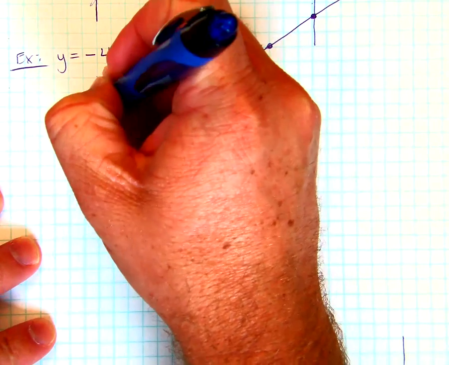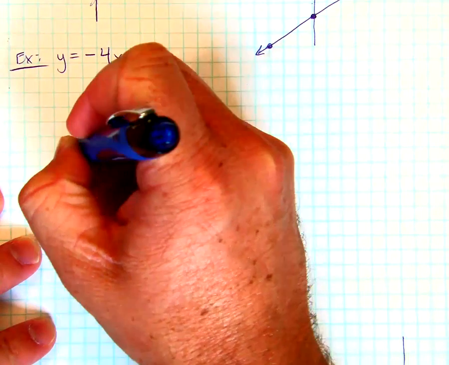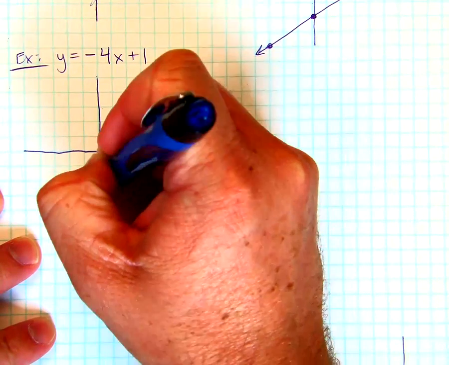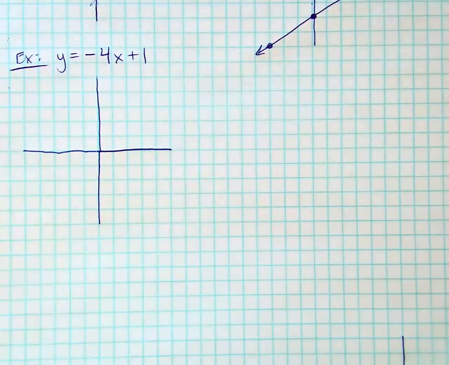So I'm going to go 1, 2, 3, 4, 5. 5 to the left, 5 to the right, and 5 down. So now that we have our x and y axis, we're going to go ahead and graph this.